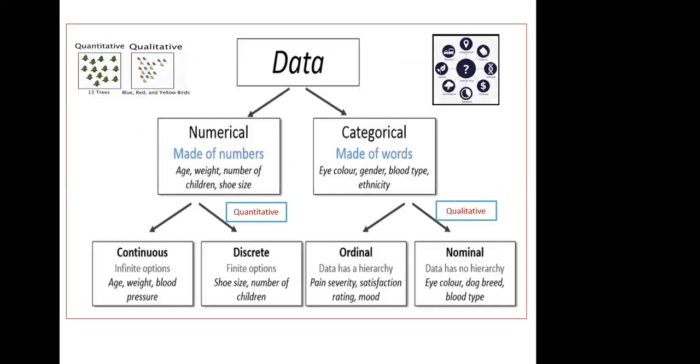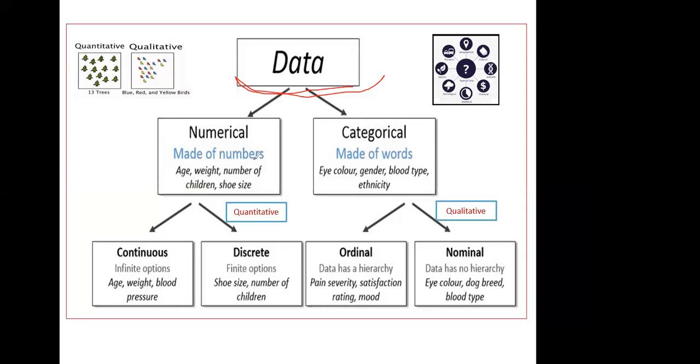This is a very important thing. After collecting the primary and secondary data, as a researcher, we need to identify them.